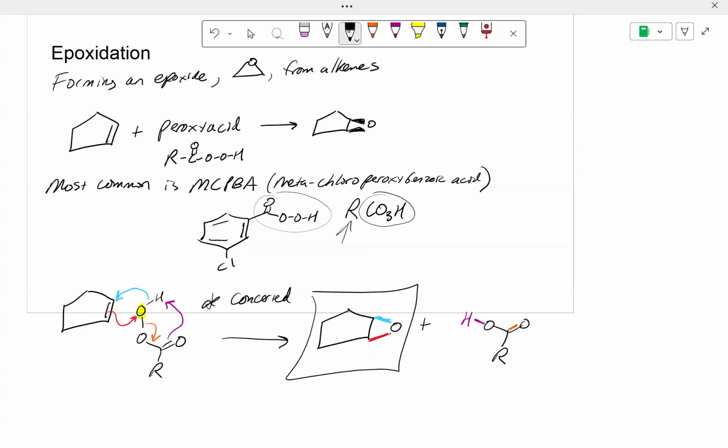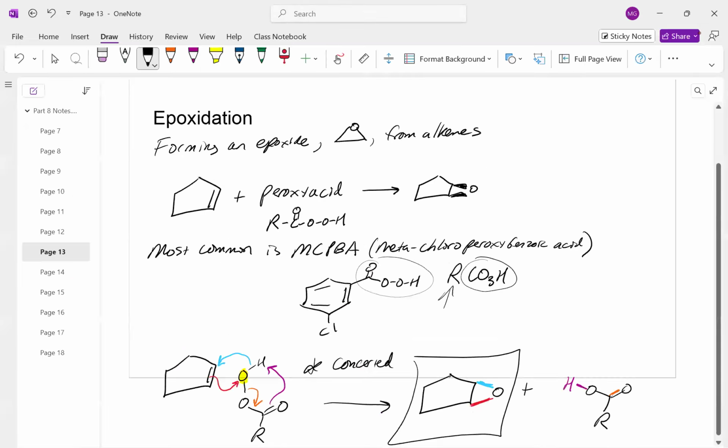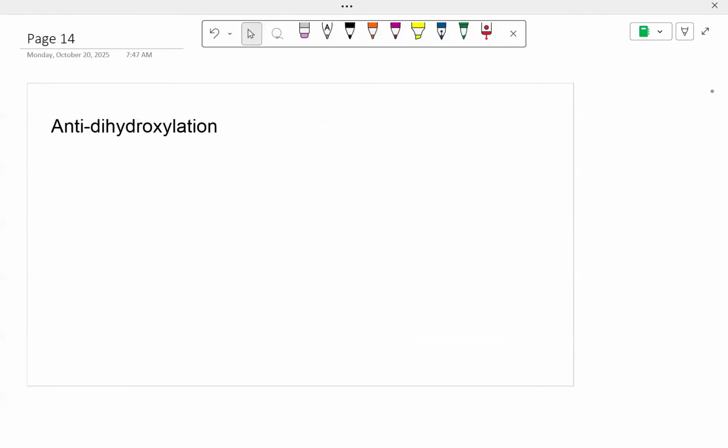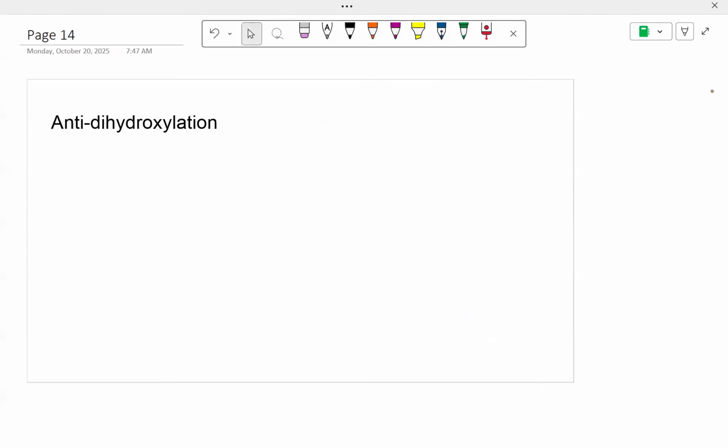Now, one of the most common things that we do with epoxides, I want you to know this for right now. We will come back and talk about more ways to make epoxides later, and we could do a whole variety of things with them. But one of the most common things we're going to do is add water to the epoxide. And this does what's called an anti-dihydroxylation. Basically what this means is adding two OHs anti to each other. The way that we do that is through an epoxide.